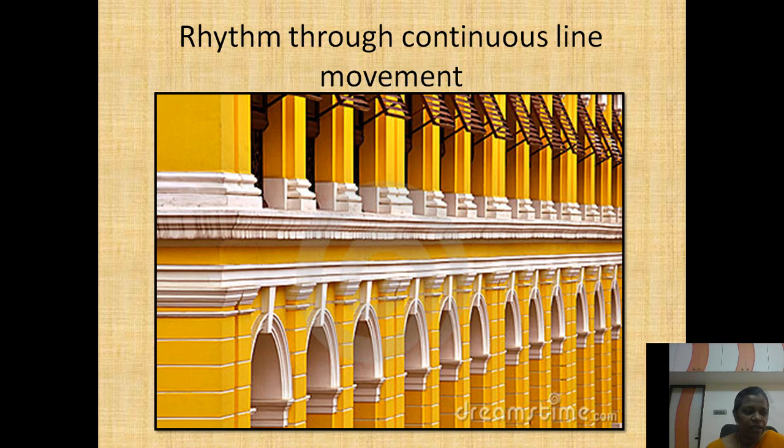So this is a very good example. And in family resource management, you can take an example such as furniture or a cupboard, etc. Because in a cupboard or in furniture, the lines are being used continuously. There are no broken lines. That is a very good example of continuous line movement.